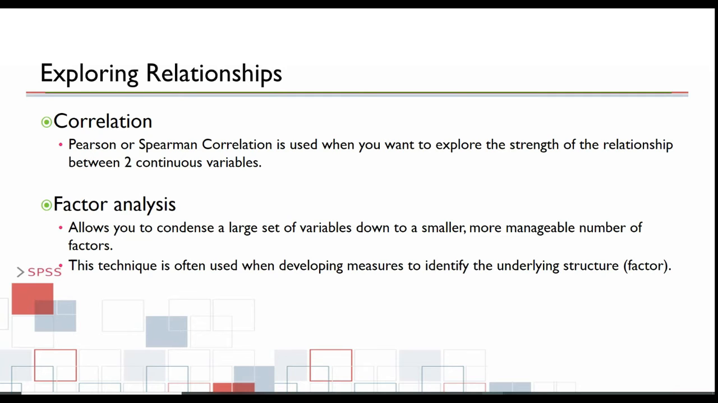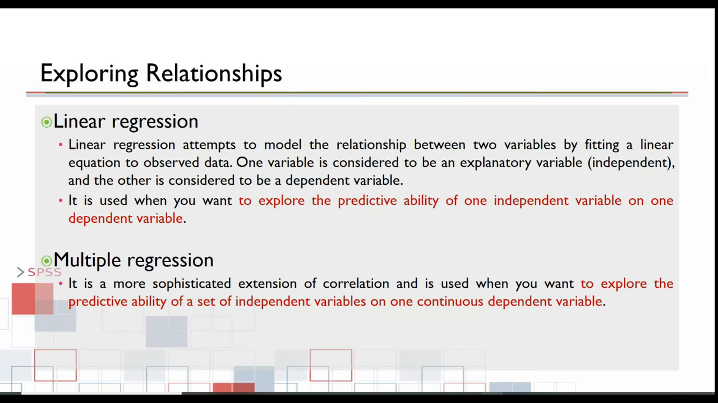Factor analysis, as we have just discussed, allows you to condense a large set of variables down to a smaller, more manageable number of factors. This technique is often used when developing measures to identify the underlying structures or factors. You want to know how many factors. Maybe you have 20 items. You want to know these 20 items are measuring how many factors, or maybe are contributing in order to measure how many factors. You run factor analysis. It's still a relationship.